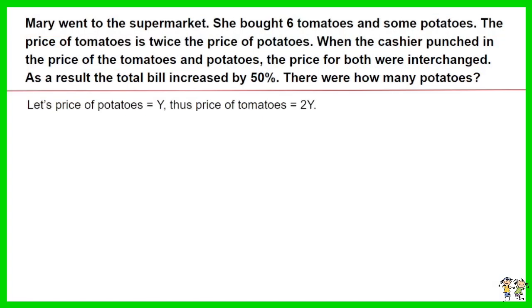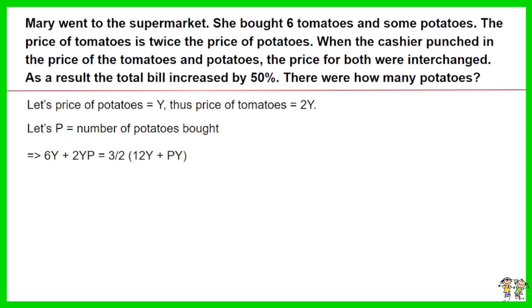Let the price of potatoes equal y, thus the price of tomatoes equals 2y. Let P equal the number of potatoes bought. The correct total bill is 12y plus py. The mistaken total bill is 6y plus 2yp. The mistaken total bill is 3 over 2 of the correct total bill, as shown in the equation. Solve the equation. The answer is P equals 24.